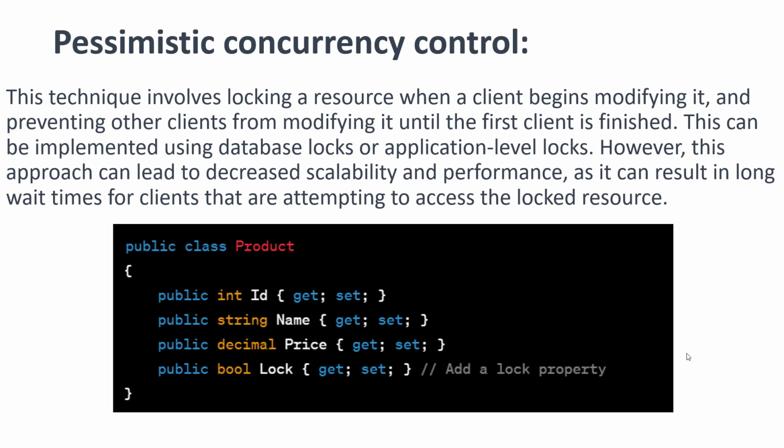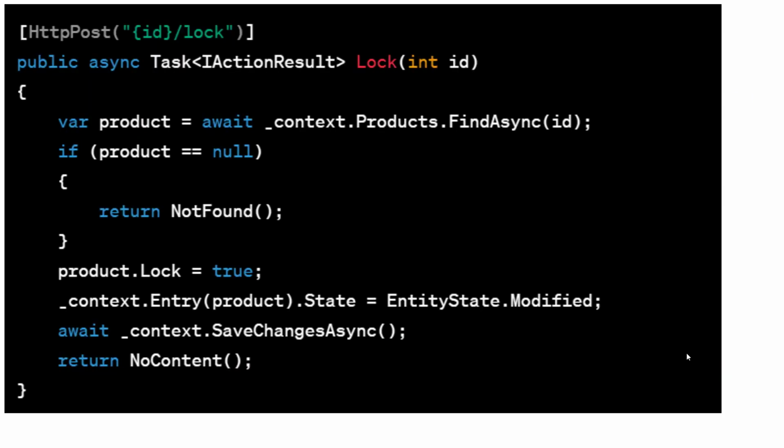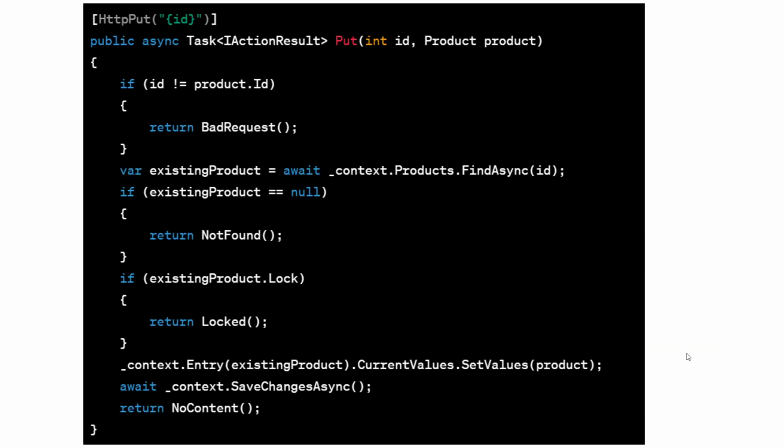So here we have a lock attribute in the model, you can see. And in the example, you can see here we have a lock feature. That example has a lock method that sets the lock property of the product to true, like that, and saves it to the database. The PUT method checks if the product is already locked by another client. If it is locked, a response is returned; inside it you can see return locked. Otherwise, the method updates the existing product with the new values and saves it to the database. So that is the example of pessimistic concurrency control.